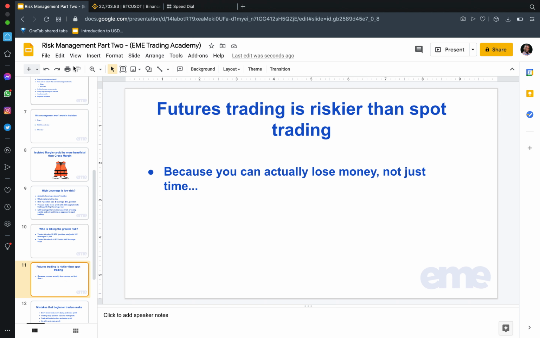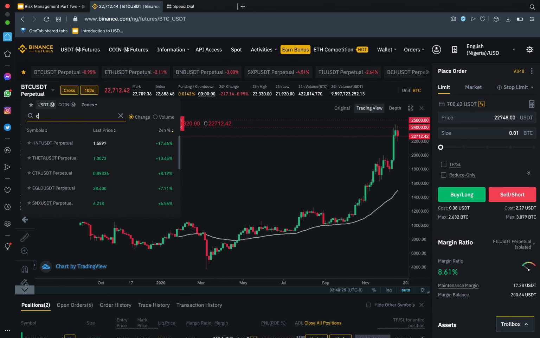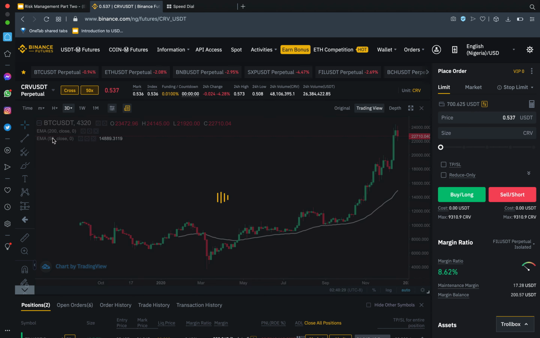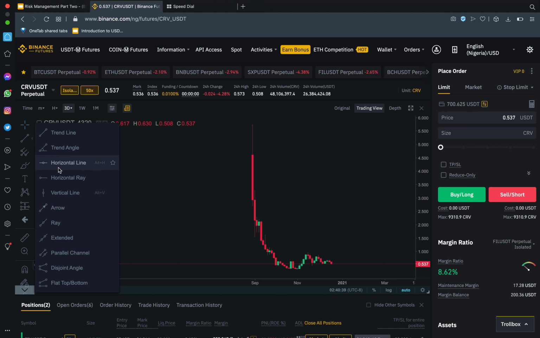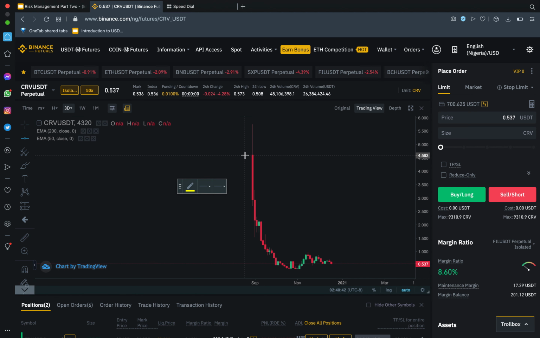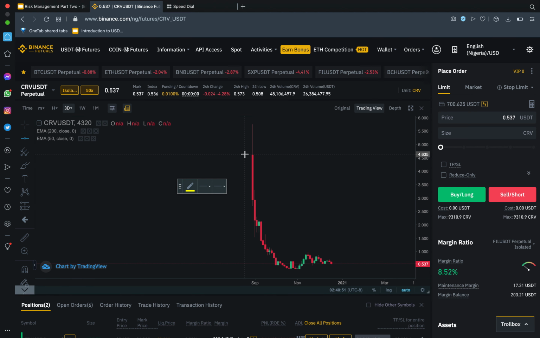Let's take this example of CRV. I like to use CRV because I love the way the market just went down in a clean downward trend. Now look at this. Imagine if you bought this coin at $4.62. Whatever leverage, whatever position size you used, you would be in a huge loss right now, because the market has gone down.